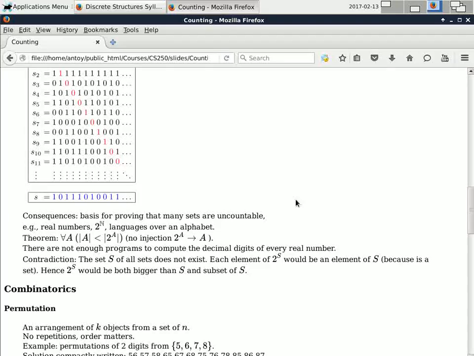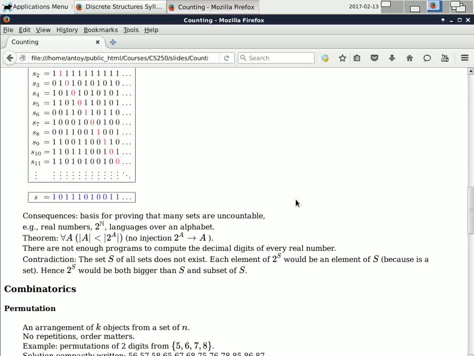So there are some consequences of this. One is that the real numbers are not countable. The other one is that the 2 to the n, the power set, is not countable either, because you can make a bijection between the power set and these strings of 0 and 1. I'm not going to do it, but if you go on Wikipedia, it's relatively easy to see. The other one is the set of all languages over an alphabet is not countable.